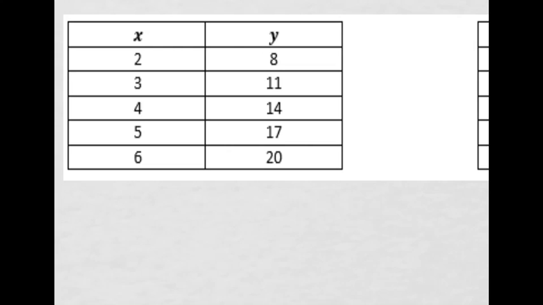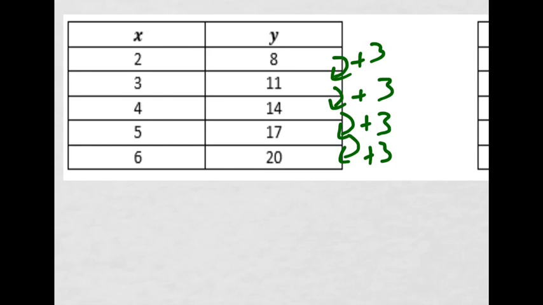time. So for example, when I go from this row to this row, how much do I go up by? Going from 8 to 11? 3. Right, I go up by 3, and then this one? Up by 3 again, and then the next one? Up by 3 again, and lastly, up by 3.